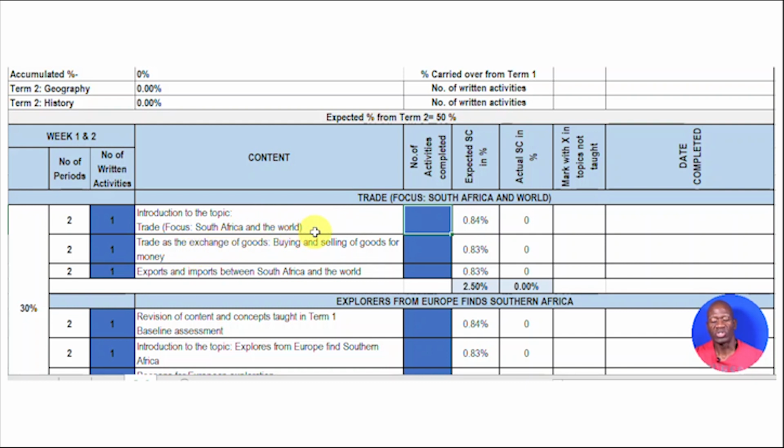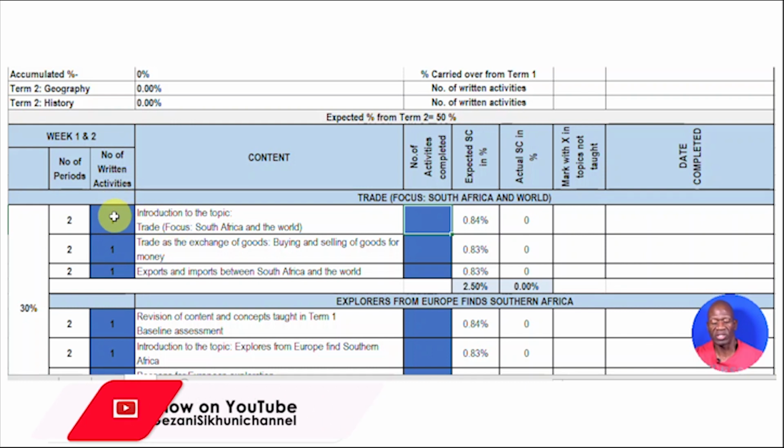All right. So I must indicate that this particular tool is for social sciences. So it's the same tool that the HOD will use after having received the completed tool by the teacher. Here it says number of activities completed. Remember, we said the number of activities that are expected to be completed in the first 2 periods. We have 1 activity.